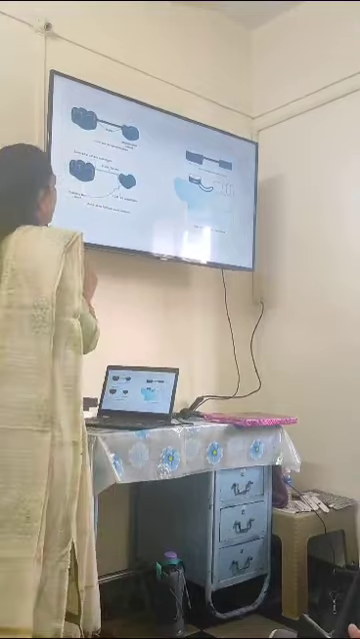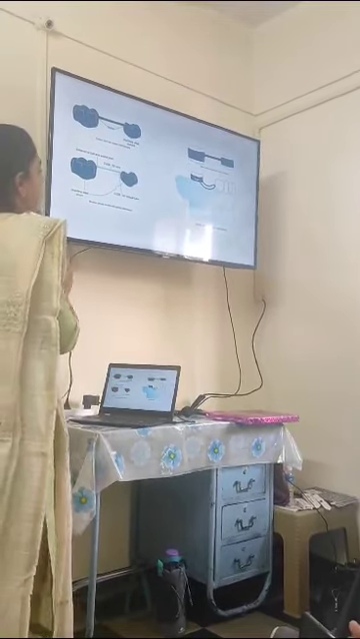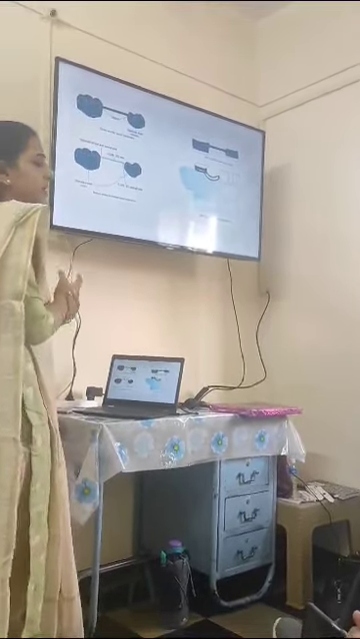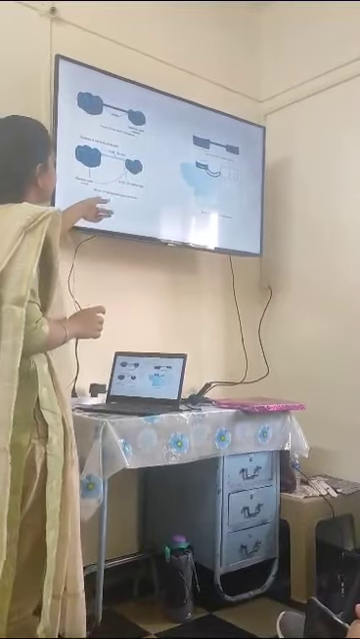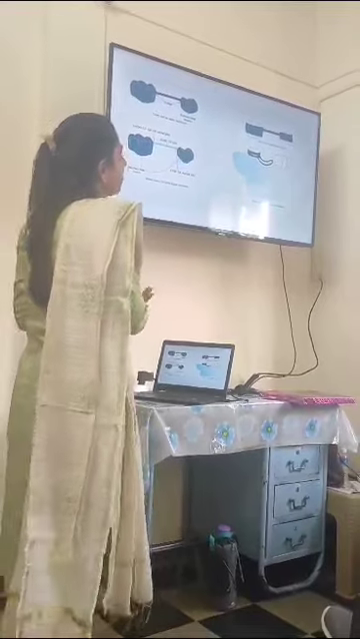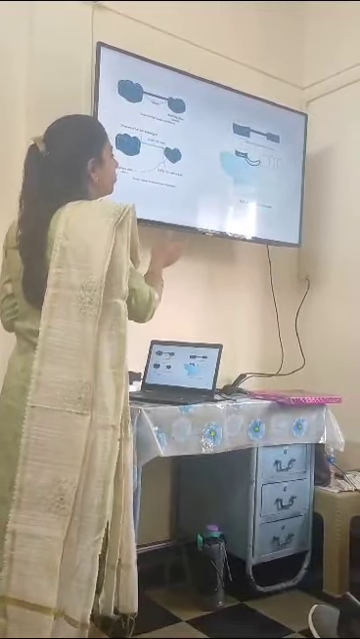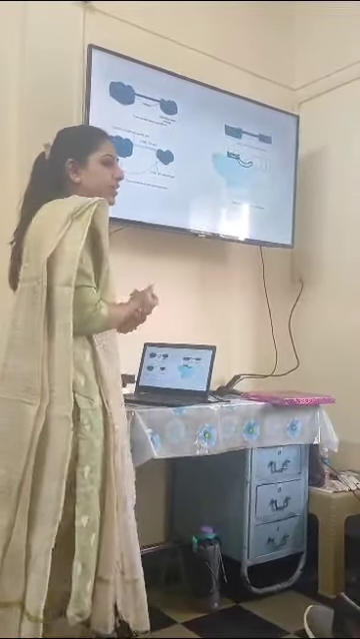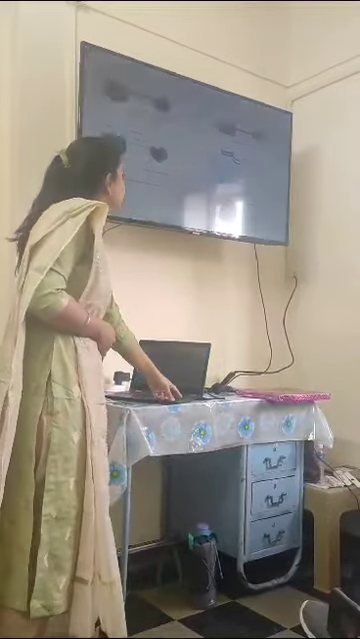Other space maintainers are crown and bar space maintainers, which can be used in cases where there is early exfoliation of the deciduous molars, as well as the broken stress functional maintainers. The other one is the band and bar fixed type of space maintainers and band and loop space maintainers, which can be used in early deciduous molar exfoliation.